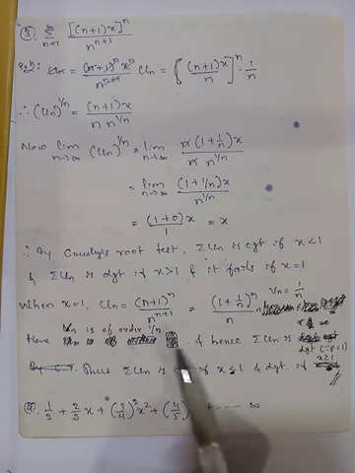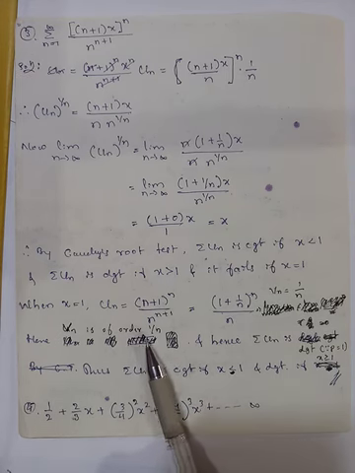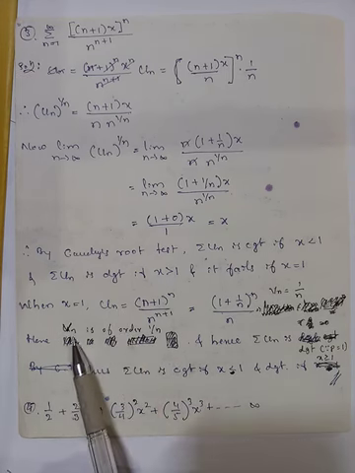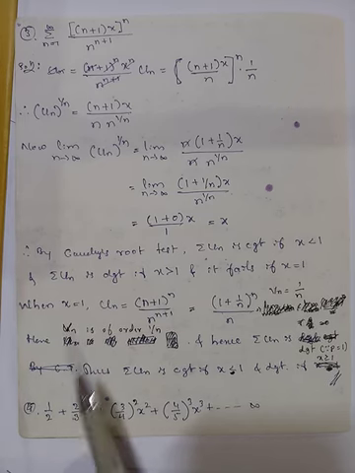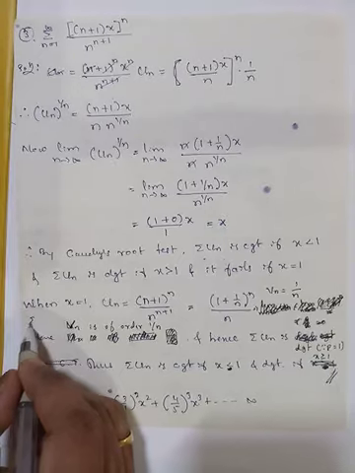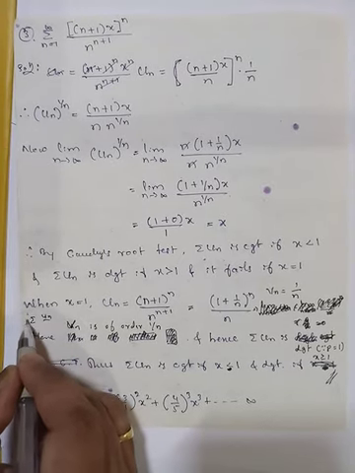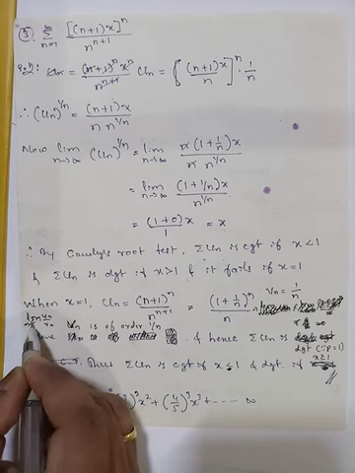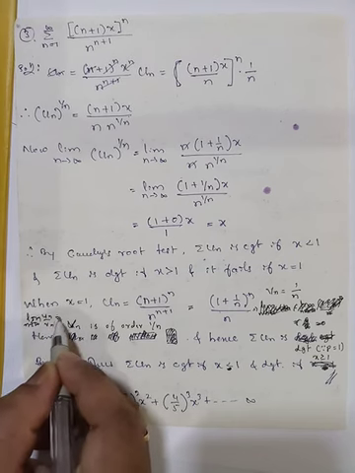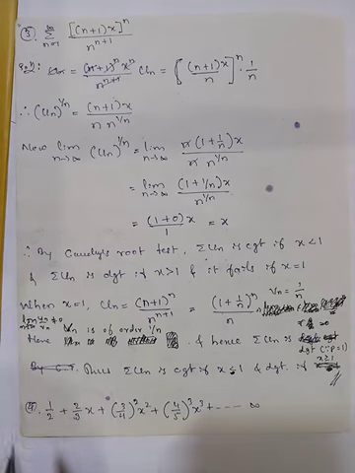Then by comparison test, both summation un and summation vn behave alike. That we can verify by taking the limit of un by vn as n tends to infinity. If you check this, you get a value that must be not equal to 0.